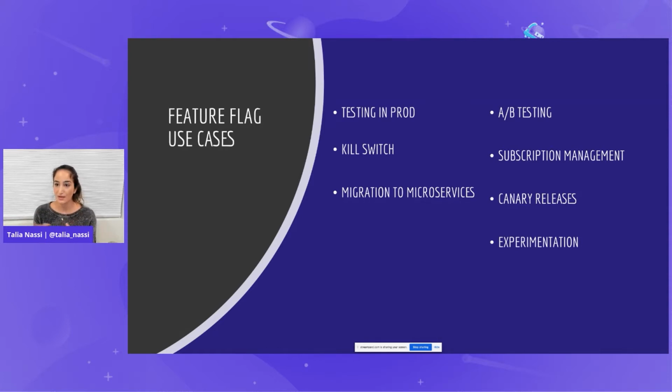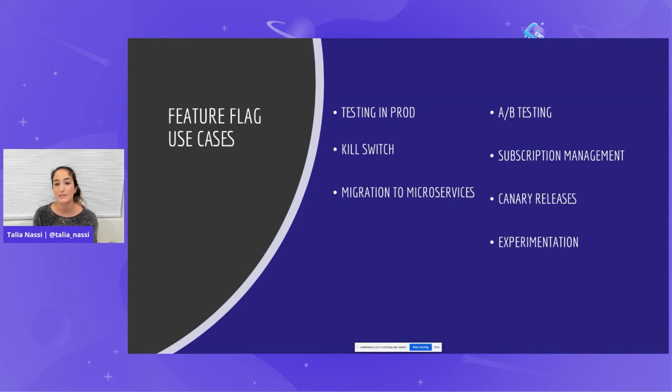You can also perform A/B testing to figure out which version of a feature gives you a higher conversion rate. You can use feature flags as a kill switch, which allows you to turn off a feature for everyone in case something goes wrong and you need to hide that feature. You can use it for subscription management to manage permissions for specific user groups.